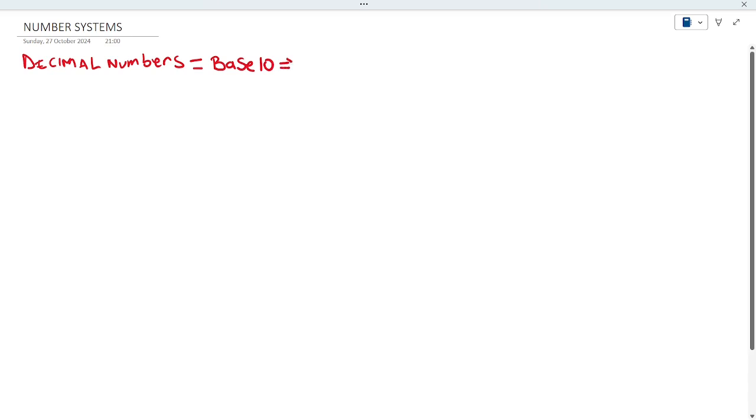Because decimal numbers use 10 numbers starting from 0, then 1, then 2, then 3, then 4, then 5, then 6, then 7, then 8, and 9. 9 is the 10th number because we started with 0. So if you start from 0, 9 was the 10th number.